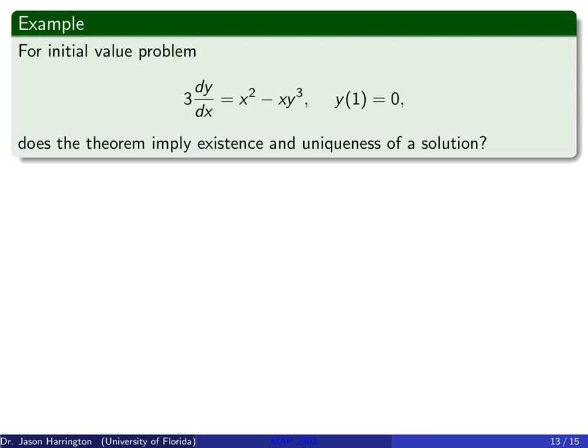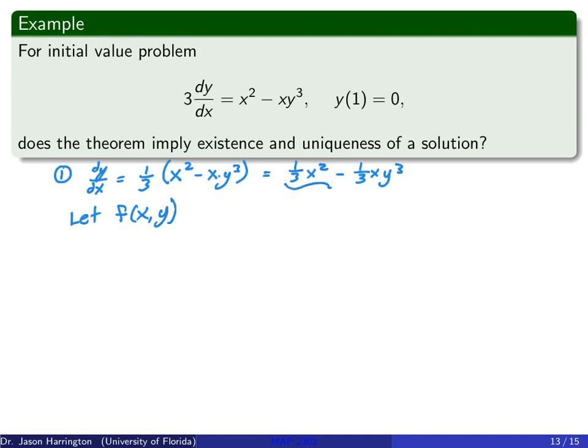So now I want to check this initial value problem, this IVP, of this differential equation with that particular point. But step one, I have to make sure it looks like the setup of the theorem. So first of all, I'm going to write this as dy over dx equals 1/3 x squared minus 1/3 x y cubed. So I'm going to let my function f of x comma y be this guy.